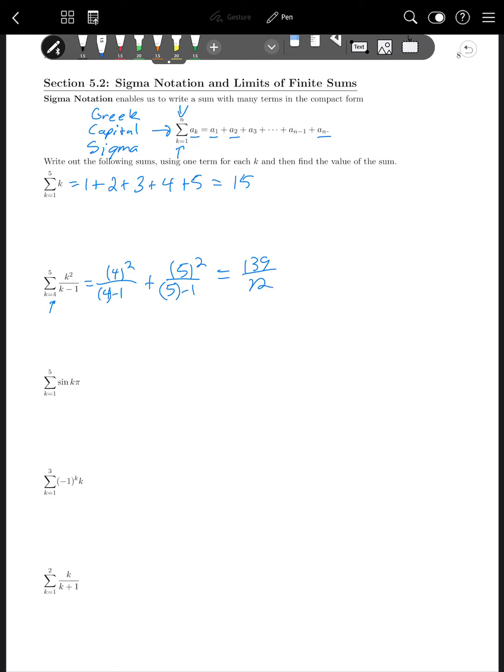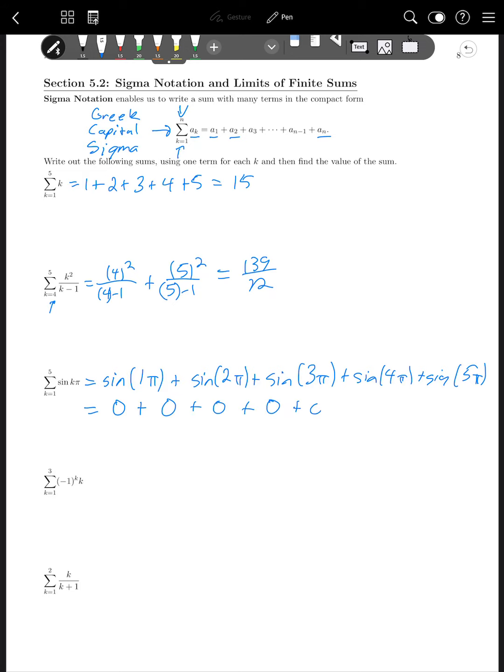The next one, same idea. I'm plugging 1 in for k and I just want to add these all together. I'm going to have 5 elements here because I'm going from 1 to 5. I start with sine of 1 pi plus sine of 2 pi plus sine of 3 pi plus sine of 4 pi plus sine of 5 pi. Then we simplify each one. Once again, you could use the calculator, but this one is simple enough. Sine of 1 pi is 0, sine of 2 pi is 0, sine of 3 pi is 0, sine of 4 pi is 0, sine of 5 pi is 0. I add those all together, and I get 0.